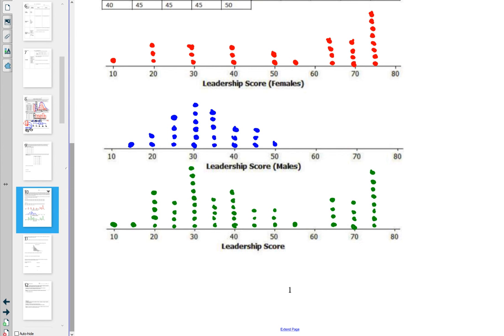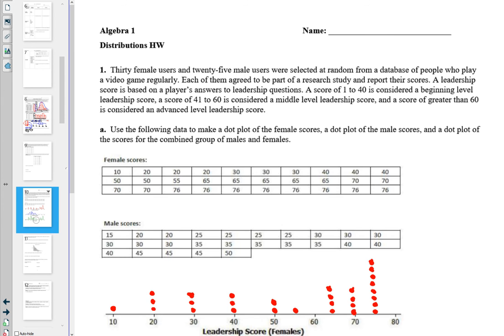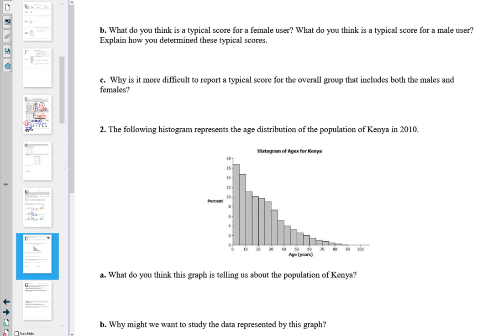Did I skip a page? Oh, no, sorry, yeah, this is the one I'm talking about. All right, so let's go this way. What do you think is a typical score for a female user? What do you think is a typical score for a male user? And explain how you determine these typical scores.